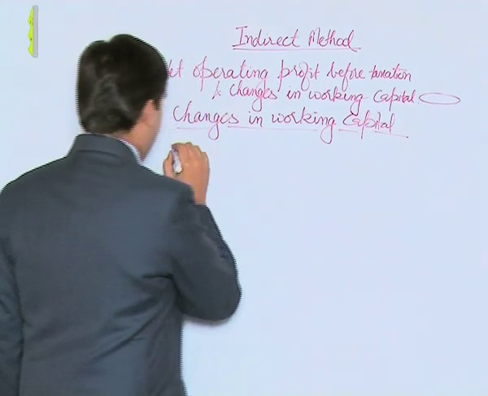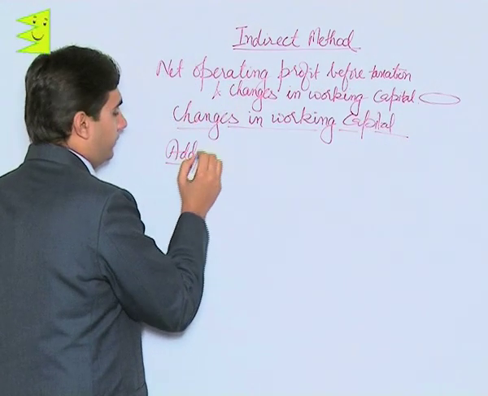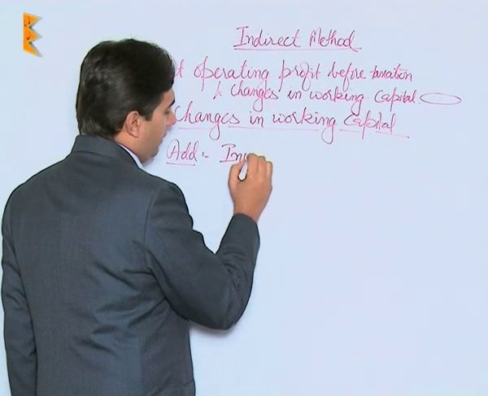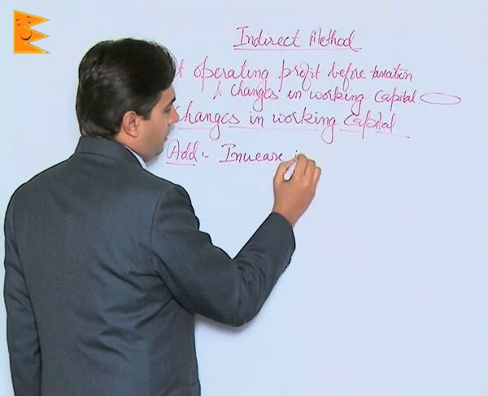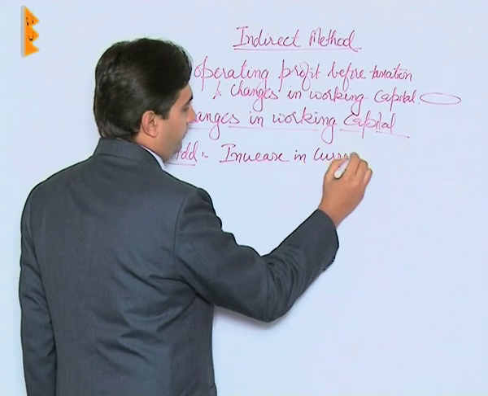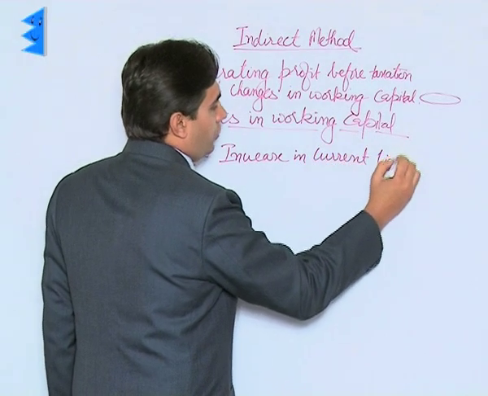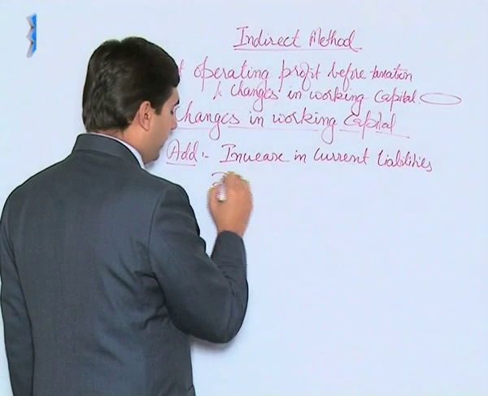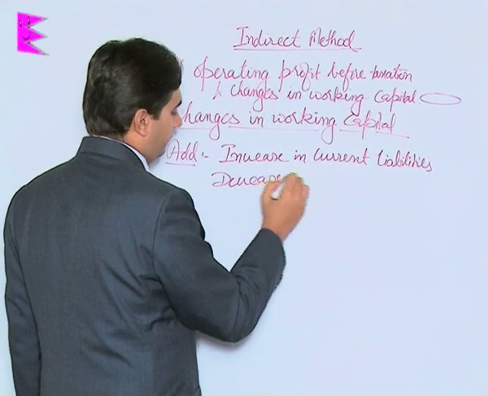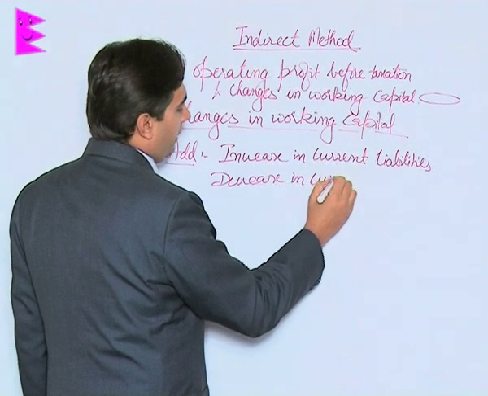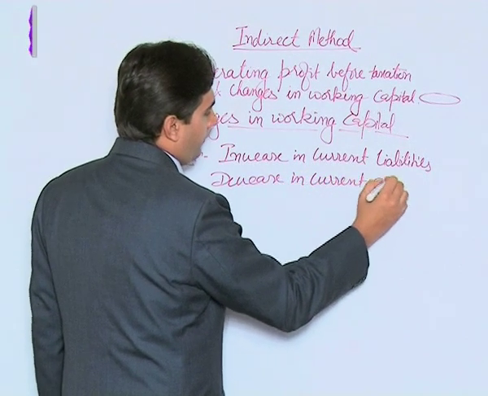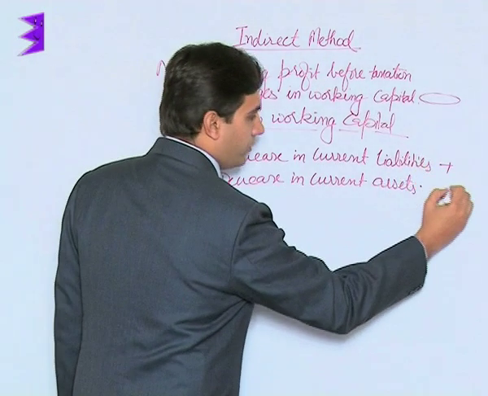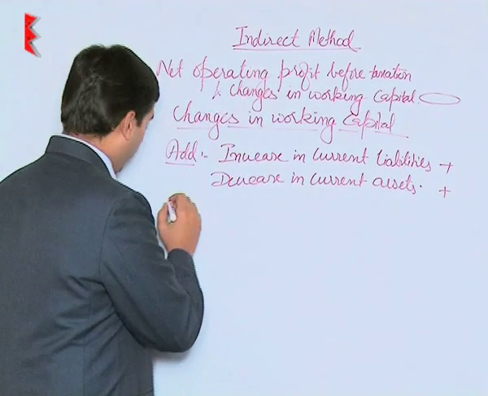Certain values would be added and certain values would be deducted. So what would be added? Any increase in current liabilities should be added, and any decrease in current assets should be added. So both these figures would be added.